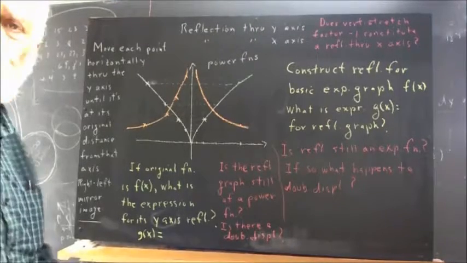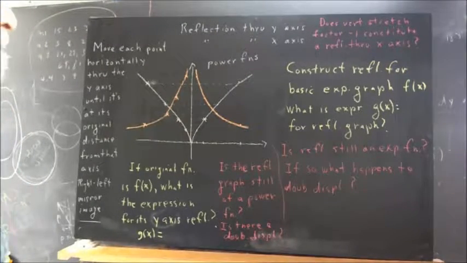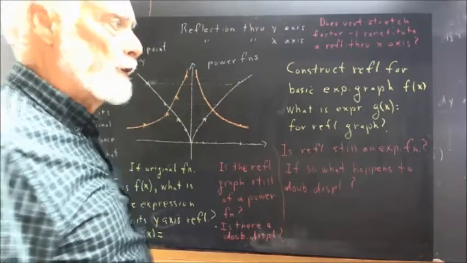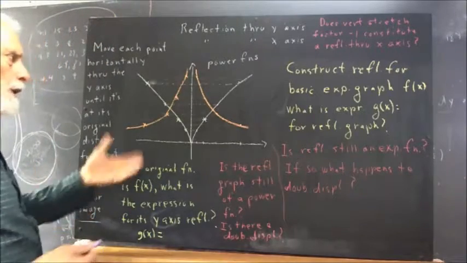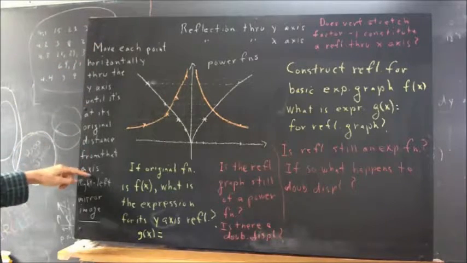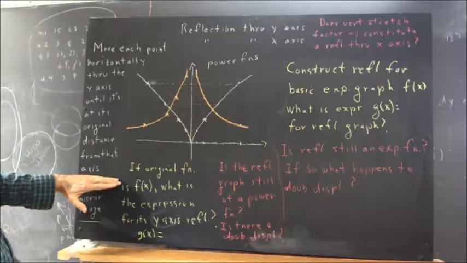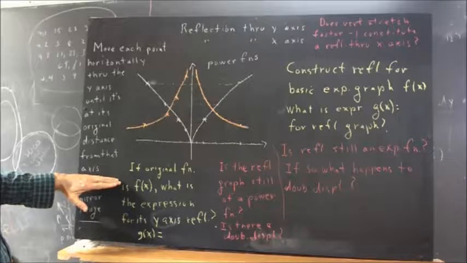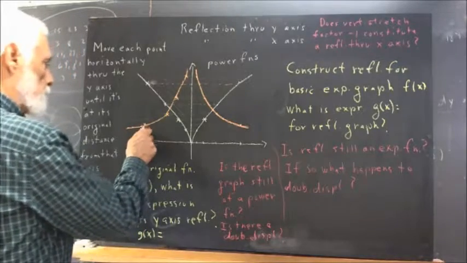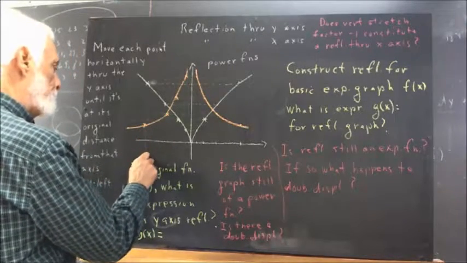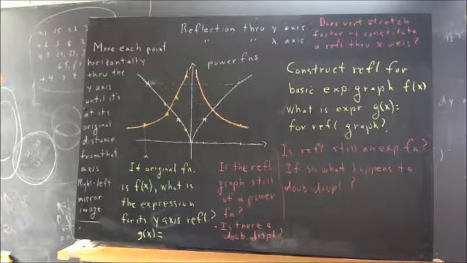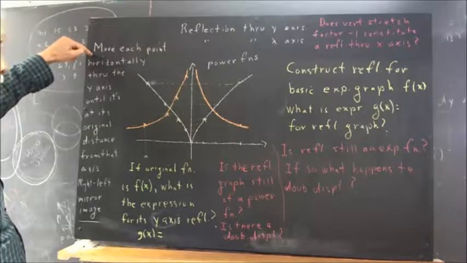Okay, now we want to look at reflection through the x-axis, which is defined in a way very similar to the reflection through the y-axis. Matter of fact, we just take this set of instructions here and replace y with x. So that, for example, if we wanted to reflect this point, we would move in the y direction.